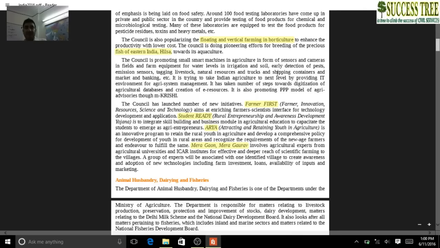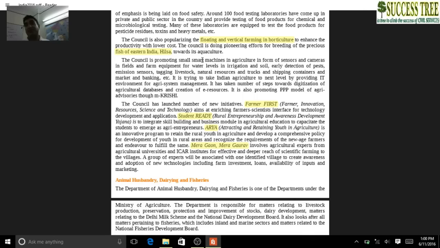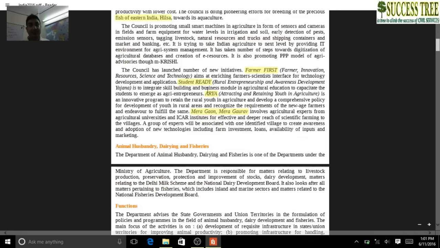So the council is doing pioneering efforts for breeding of a precious fish of eastern India, that is Hilsa. So in prelims, a question can come up: Hilsa fish, where is it found prominently? Where? Eastern India. Okay, then come to the next paragraph. It has launched new initiatives. This paragraph is very important.